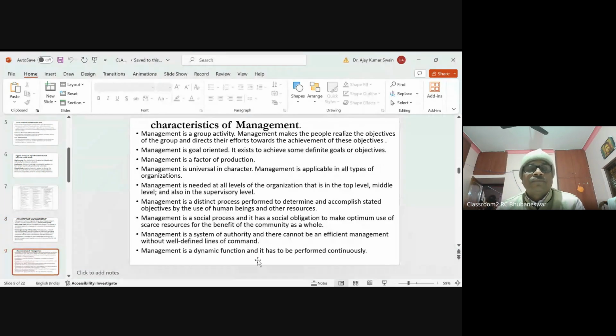Now, what are the characteristics of management? The first characteristic is that management is a group activity. It makes the people realize the objectives of the group and direct their efforts toward the achievement of these objectives.